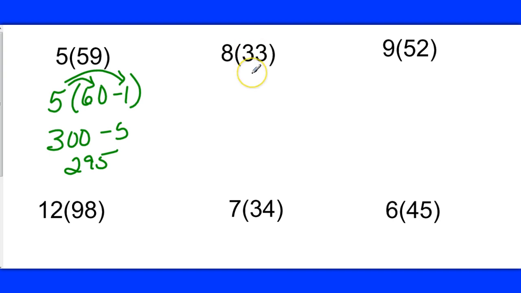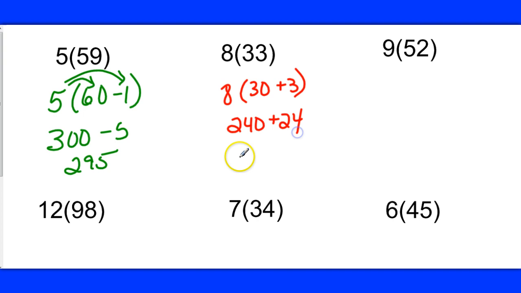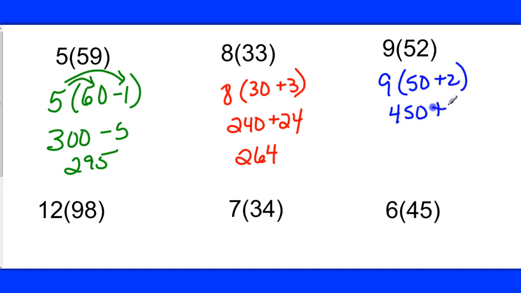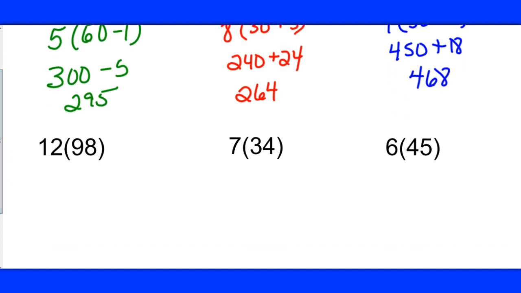So this one, I would go 8 times 30 plus 3, which is going to give you 240, plus 24, which is 264. See how easy that makes it? All right, this one would be 9 times 50 plus 2. That's 450 plus 18, which is 468. Okay?